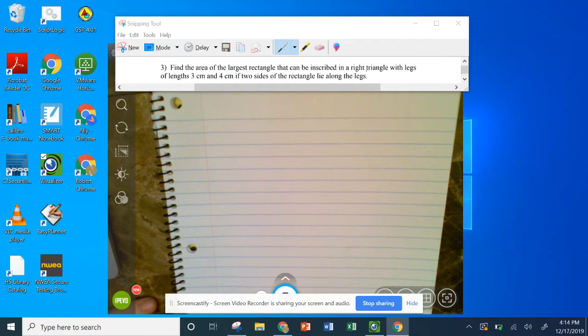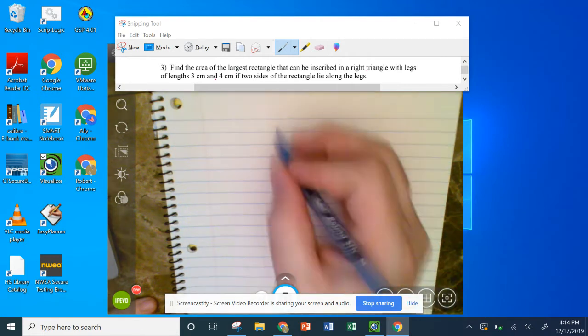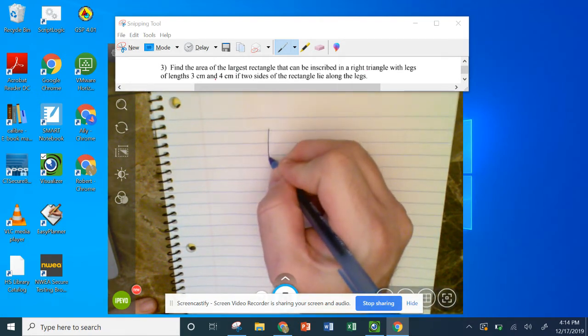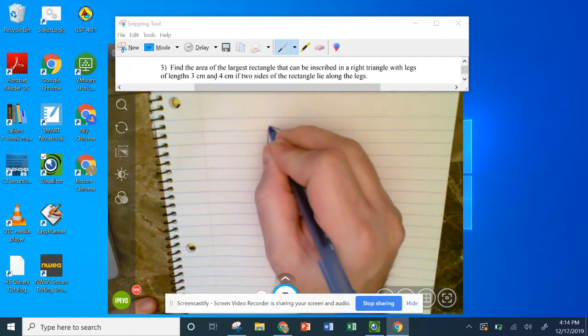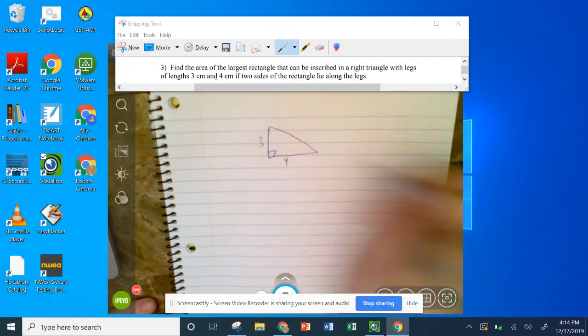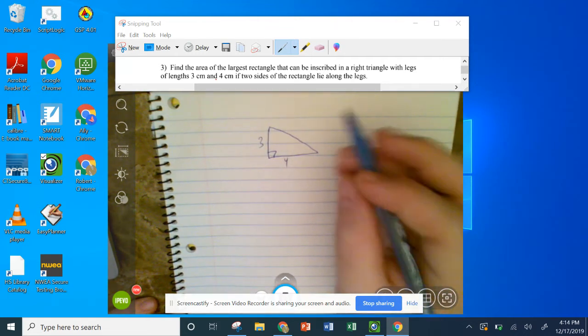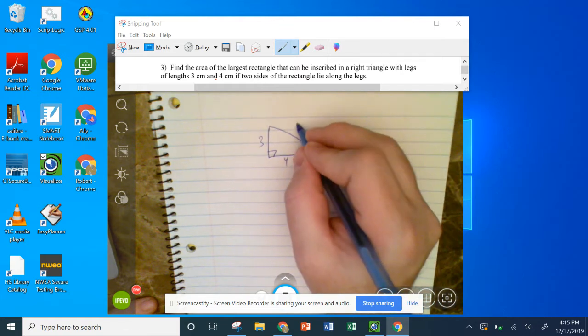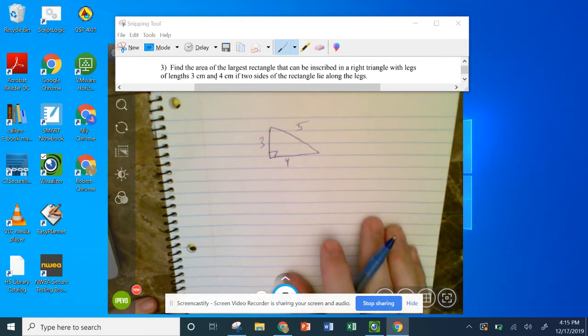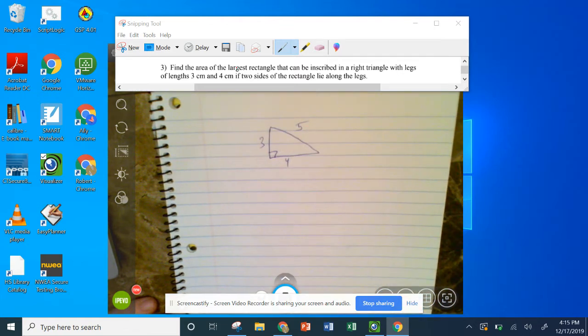First things first, we have a right triangle with legs 3 and 4. So maybe we should start there. That's the thing we can lock in for sure. So here's a right triangle, legs 3 and 4. Of course, it's a 3, 4, 5 Pythagorean triple. I'm not sure we're going to need the hypotenuse here, but might as well just put it there anyway. We have a rectangle inscribed where the sides lie along the legs.